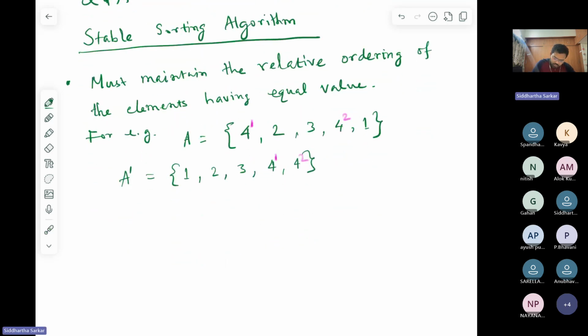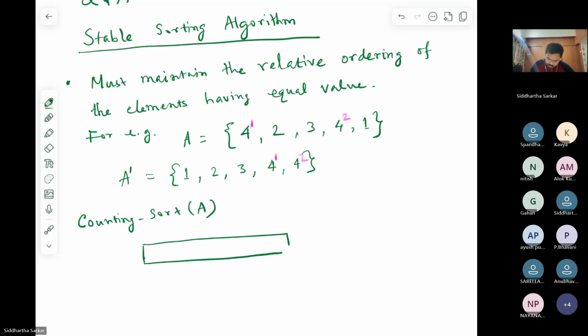So now let us look at, so if you give this array A to the counting sort algorithm, then what will happen? So let us see what will happen. So it will first generate an array. It is for the counting purpose. Let us call it the count array. It has size, the range of the numbers.